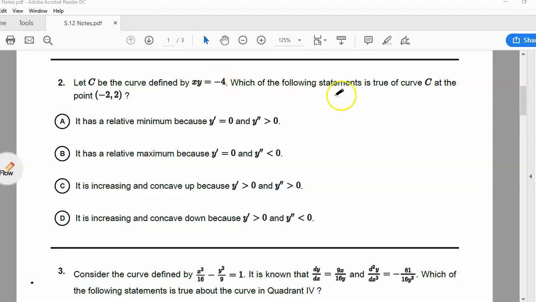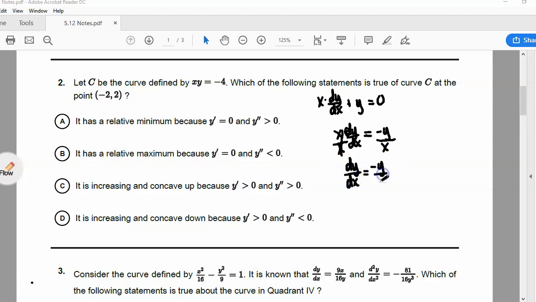Let's look at the first derivative. If we take our derivative, you have to use a product rule here. So you're going to have x times dy dx plus y times just 1 will equal 0. So you would move your y over to the other side. So x times dy dx would equal negative y, and then you divide off that x. So your dy dx would equal negative y over x.